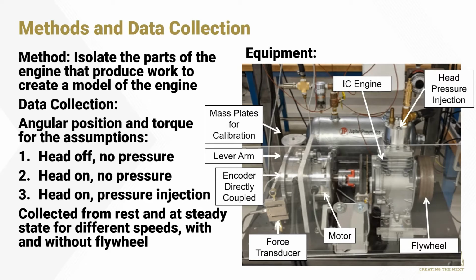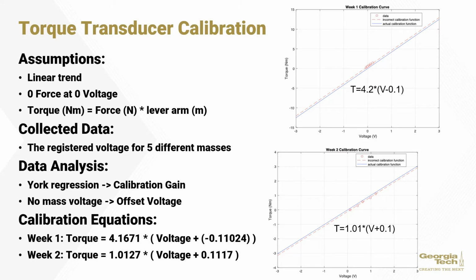As for our data collection, we will be collecting angular position and torque for the assumptions head off, no pressure; head on, no pressure; head on, pressure injection, for a variety of rest and steady state, different speeds, and with and without flywheel. The torque transducer was calibrated for each week of data collection.